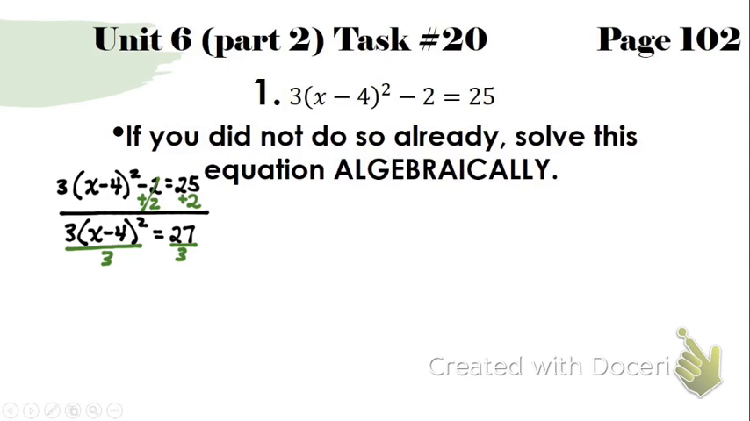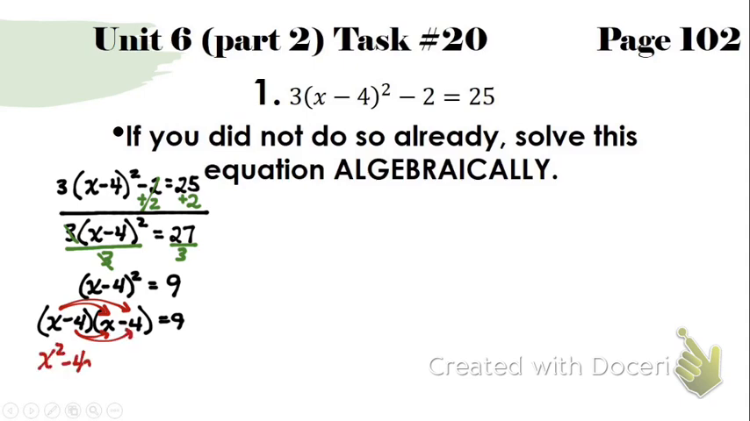What's happening here? Division property of equality. All right, so x minus 4 squared equals what? 9. Okay. And once I separated it into x minus 4 times x minus 4, I did double distribution to make it a quadratic function. So x minus 4 times x minus 4 equals 9. Jay said he double distributed here. So x squared minus 4x plus 16 equals 9.